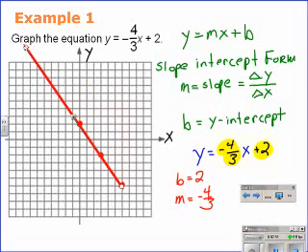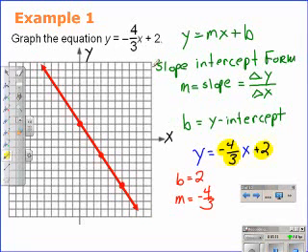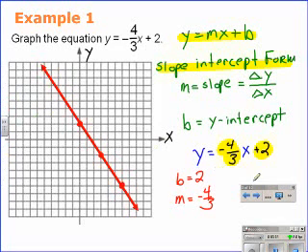Do that, and the red line represents the graph of the equation y is equal to negative 4/3 x plus 2. Again, being able to do that so easily had a lot to do with the slope-intercept form of a linear equation, which is given by y is equal to mx plus b.